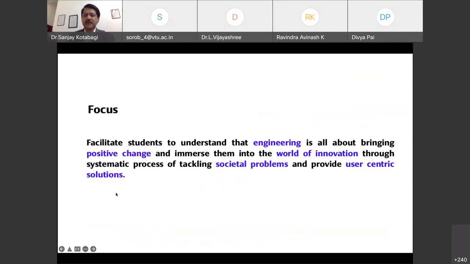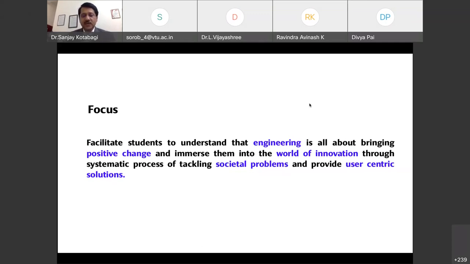So with this, we can set our focus now for the entire discussion or for this course, right? This entire course is focusing on facilitating the students to understand that engineering is all about bringing positive change. This is very nicely said, and that is possible only when we immerse the students into the world of innovation through a systematic process of tackling societal problems and provide user-centric solutions. When I say user-centric solution, it's possible when we use design thinking principles.